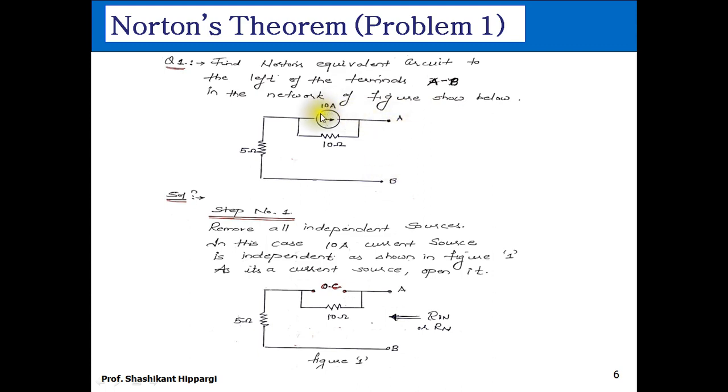So in this question a single current source is given, and there are two resistances which are connected in this fashion. We should find out the equivalent current source between the point A and B and the equivalent resistance between the point A and B. So if you recall the step number 1, when we try to find out the internal resistance or the Norton's resistance, then we should remove all independent sources. So this is an independent source, we have to remove this.